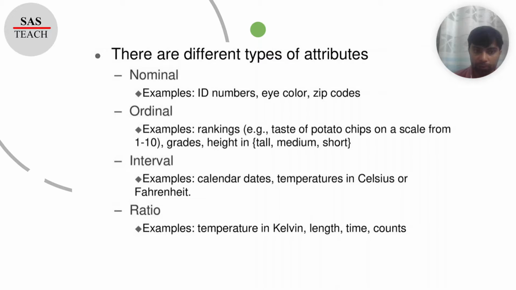Then we have the intervals. Basically we divide our data into intervals. For example, if we have the age group, particularly when we want to fill up a questionnaire, the respondents are not supposed to tell their actual age, so we just divide the age into intervals. That is called the interval attributes. Then we have the ratio, like the Kelvin scale, and we also have ratio numbers.